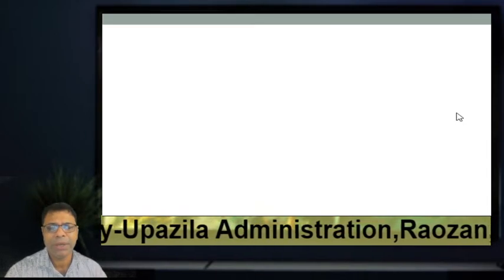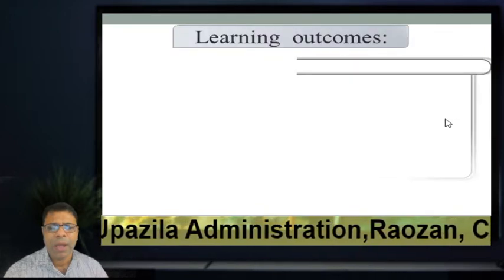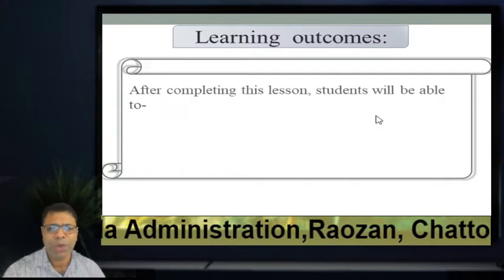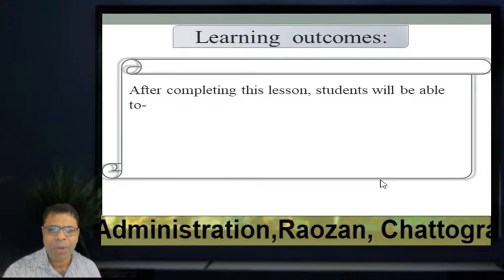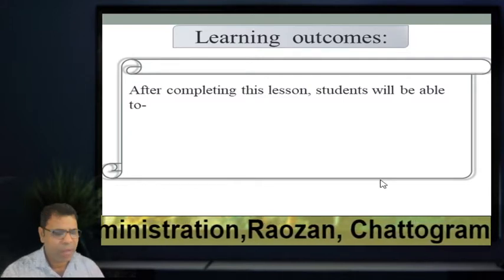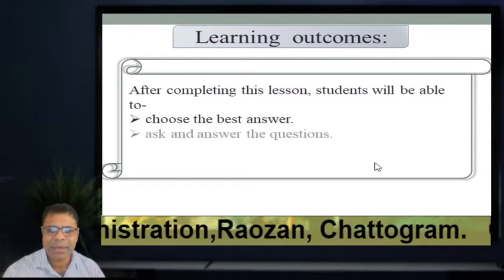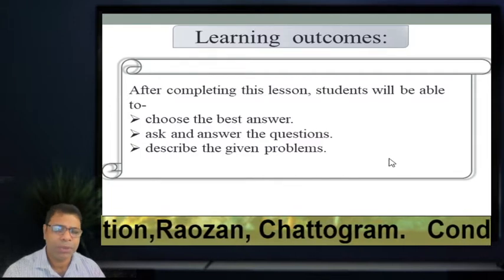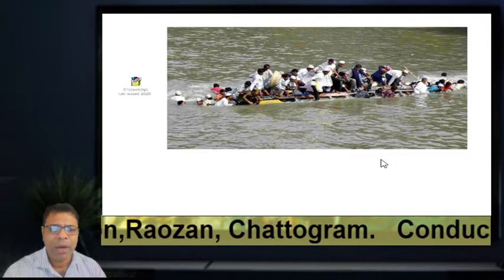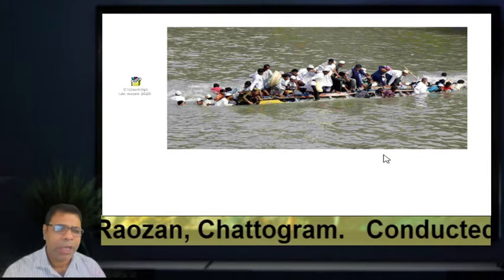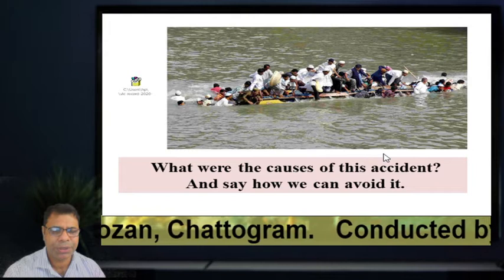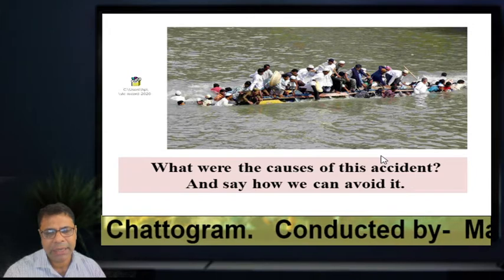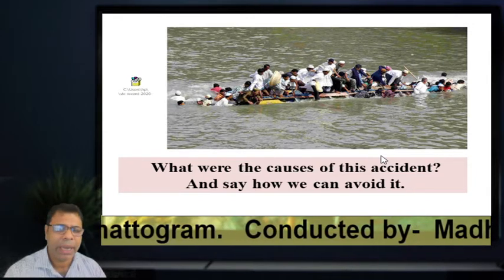Okay, dear learners, first let us know about some important rules. After completing this lesson, you will be able to choose the best answer, ask and answer questions, and describe the given problems. Okay, dear learners, now look at the pictures and there is a question. What were the causes of this accident, and say how we can avoid it?